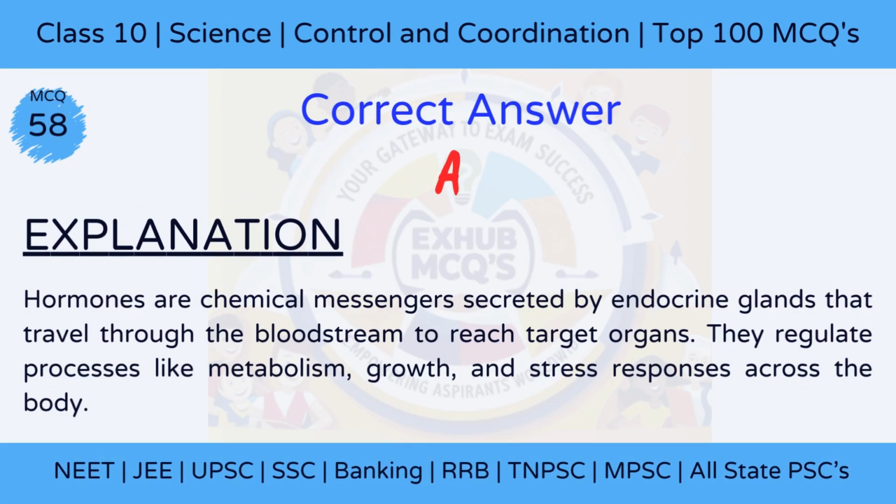The correct answer is option A, through the bloodstream. Explanation. Hormones are chemical messengers secreted by endocrine glands that travel through the bloodstream to reach target organs. They regulate processes like metabolism, growth, and stress responses across the body.